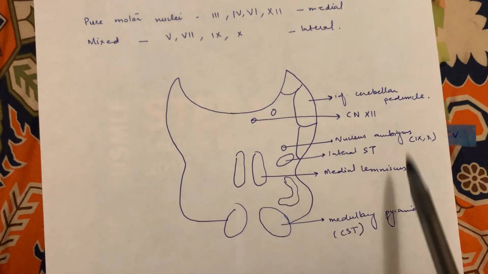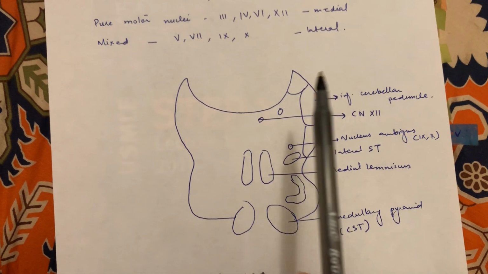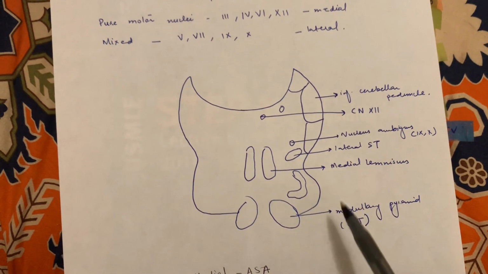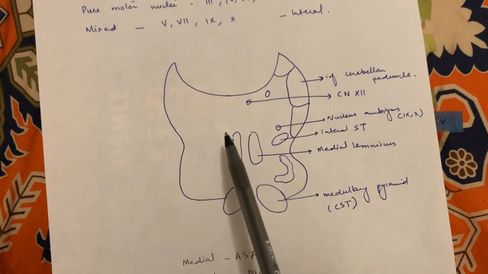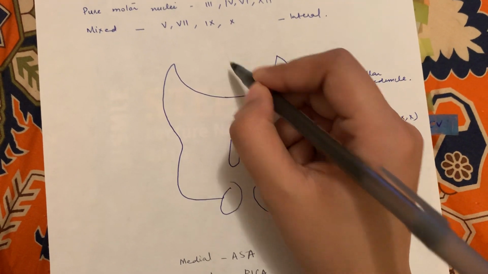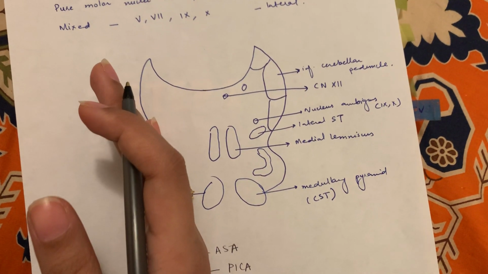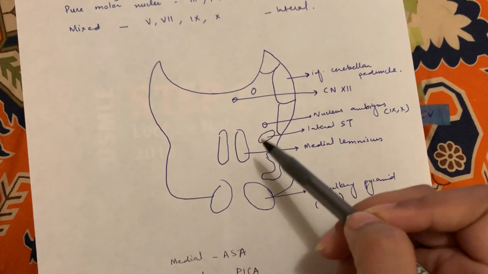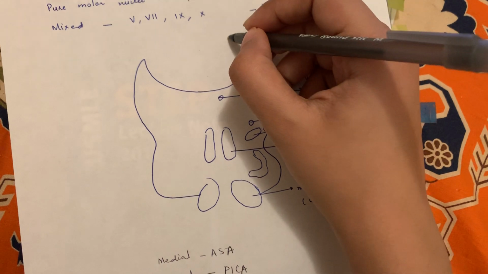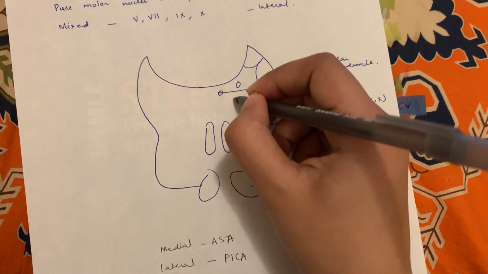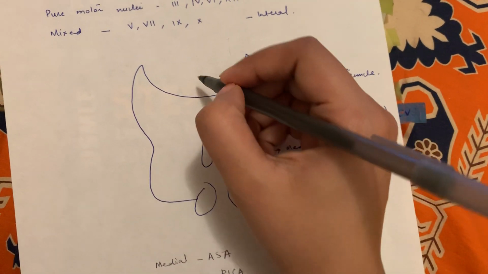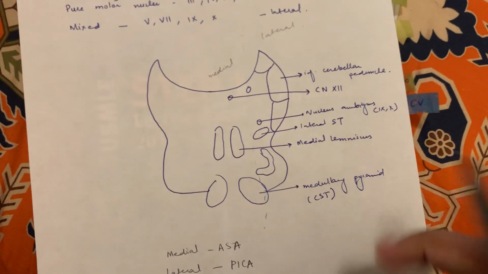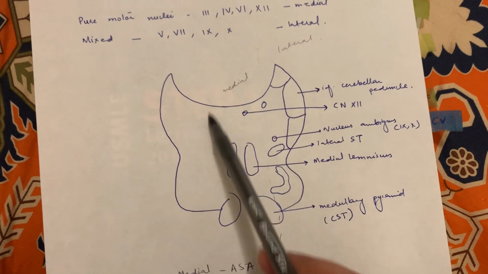This is a very minimal diagram of the medulla oblongata of the brain. I've only drawn half of it and labeled very little of it. First of all, you have to divide it into 2 halves. This is the right half and this is the left half. Then you have to divide it further into medial and lateral. If I draw a line over here, somewhat like this, this would be the medial part and this would be the lateral part.